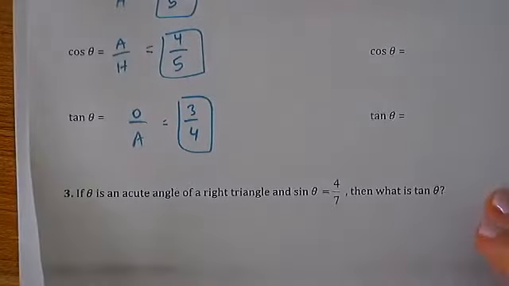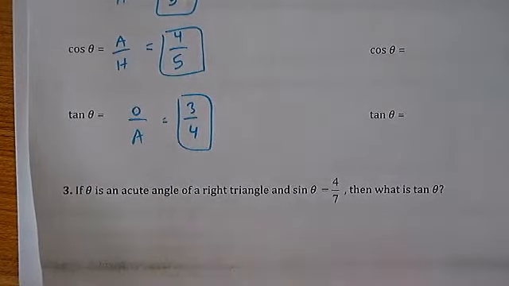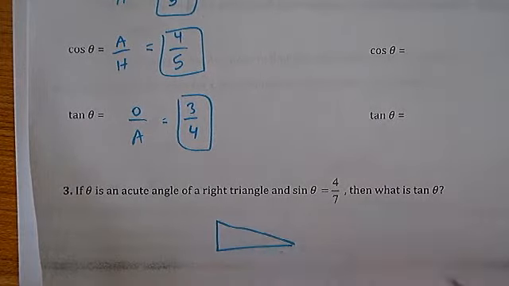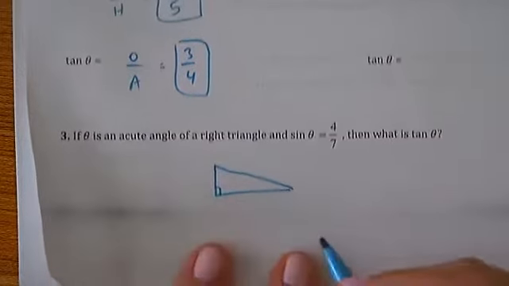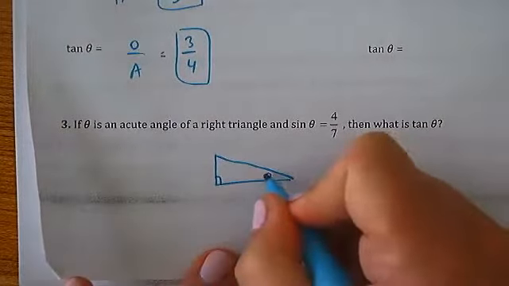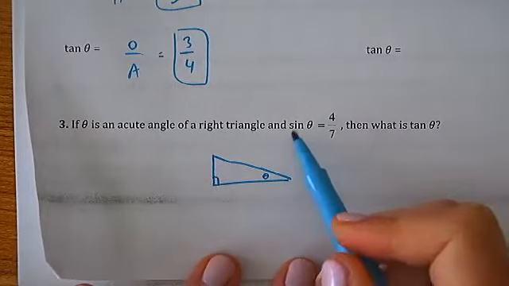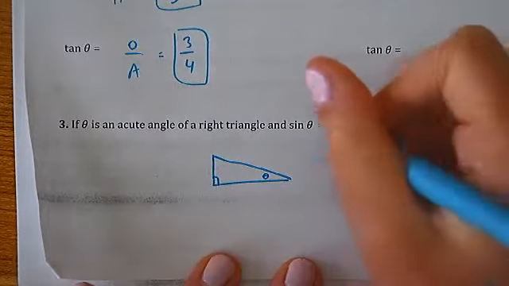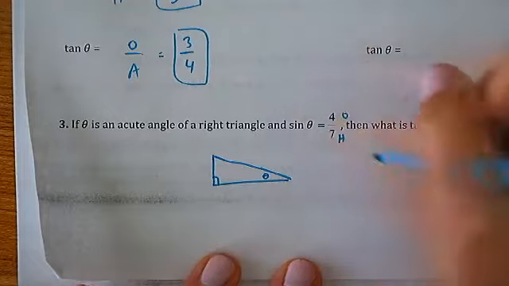Sometimes you might be given it as a word problem. If that's the case, I would always draw a picture. It doesn't matter where you label theta, but you do need to label theta. So I'll put it down here. And see how it says that sine is 4/7? Well, sine is opposite over hypotenuse.